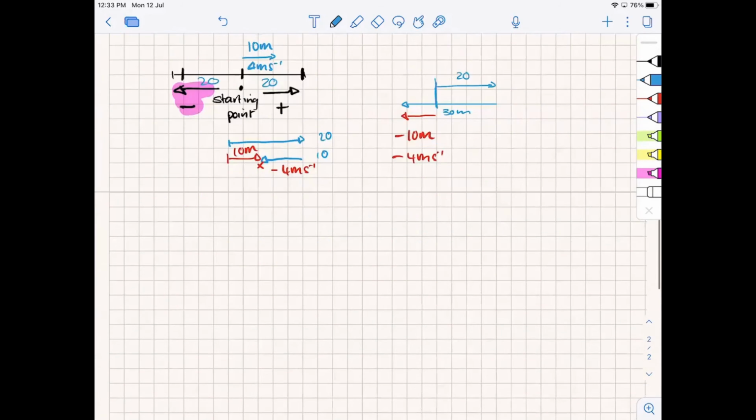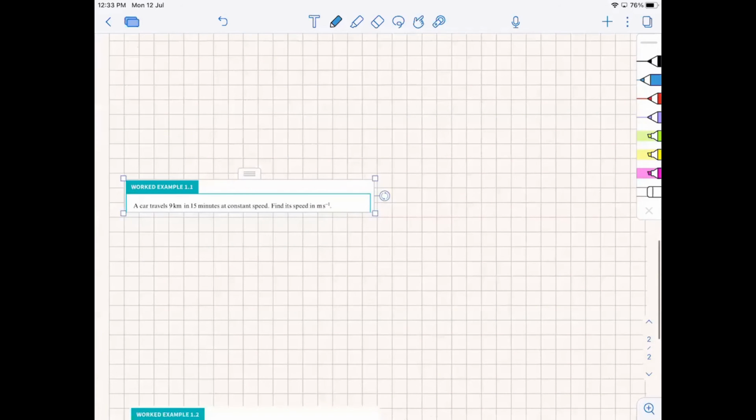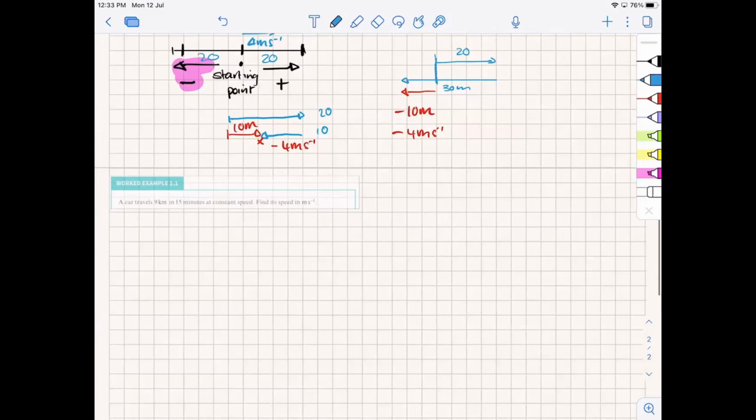We all happy with that? Nice and simple, nice and easy? Yep. Let's quickly do the examples in the textbook. They're, for a lack of wanting to be condescending, very, very easy.